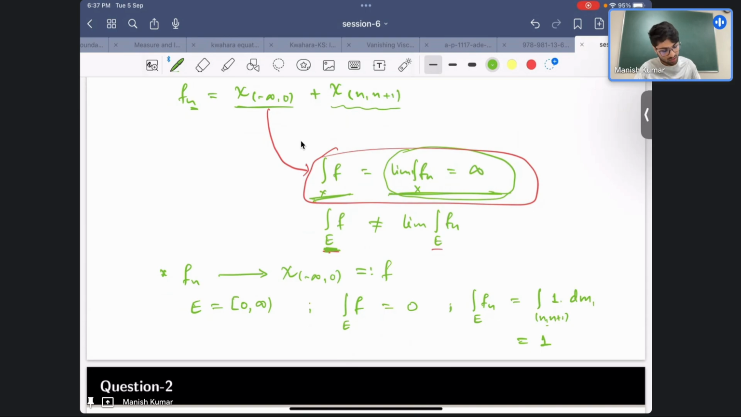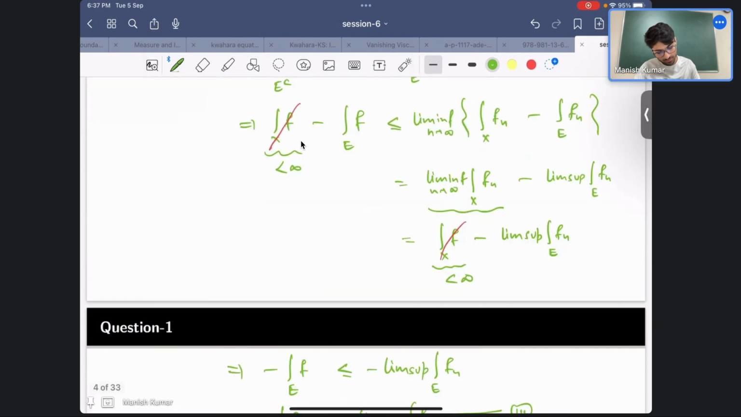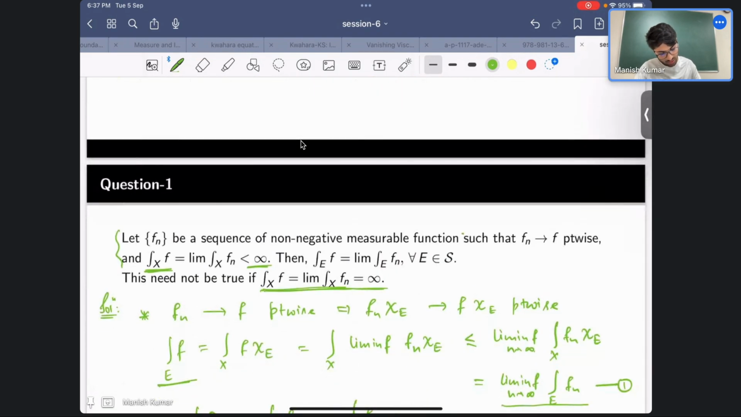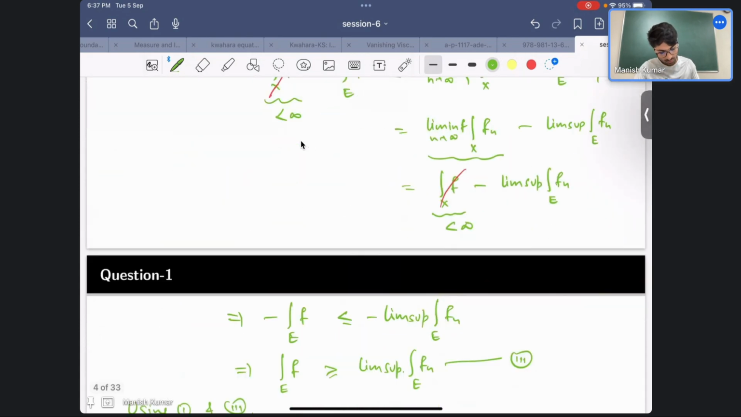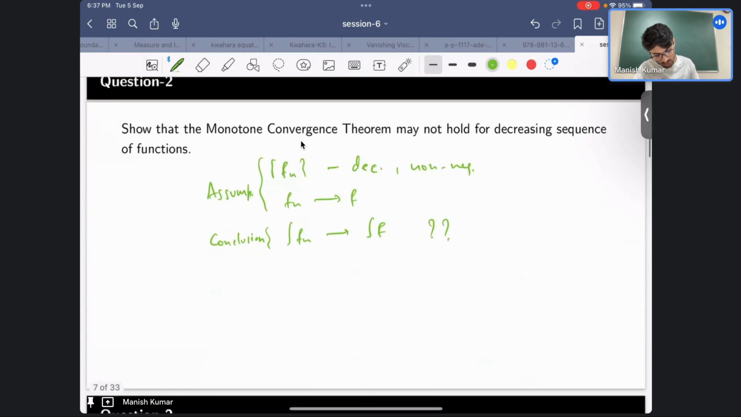So you can clearly see that the limit is going to be 1, where the integration of f is 0. So they are not equal. So this is the counterexample for this part, when the integrals are infinity. Now this was the second question, whether the monotone convergence theorem holds for a decreasing sequence or not.